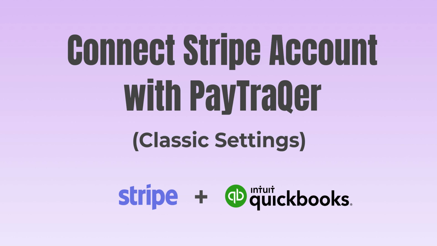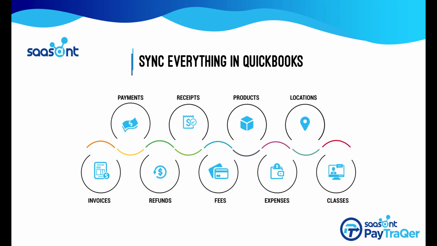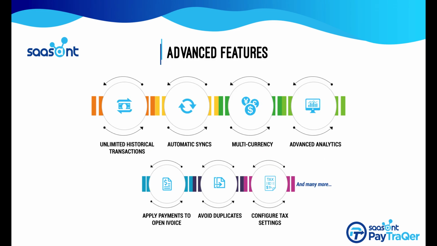Looking for a powerful automation tool that brings your online payments from PayPal, Stripe, and Square to QuickBooks? Presenting PayTraQer from SaasAnt. PayTraQer is a versatile integration platform that synchronizes your electronic sales and expenses from PayPal, Square, and Stripe with QuickBooks. So how do you add your Stripe account to PayTraQer?